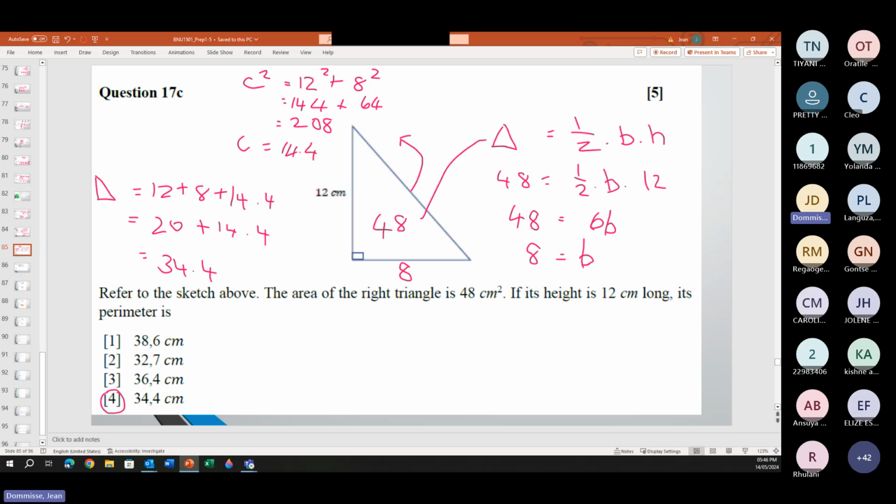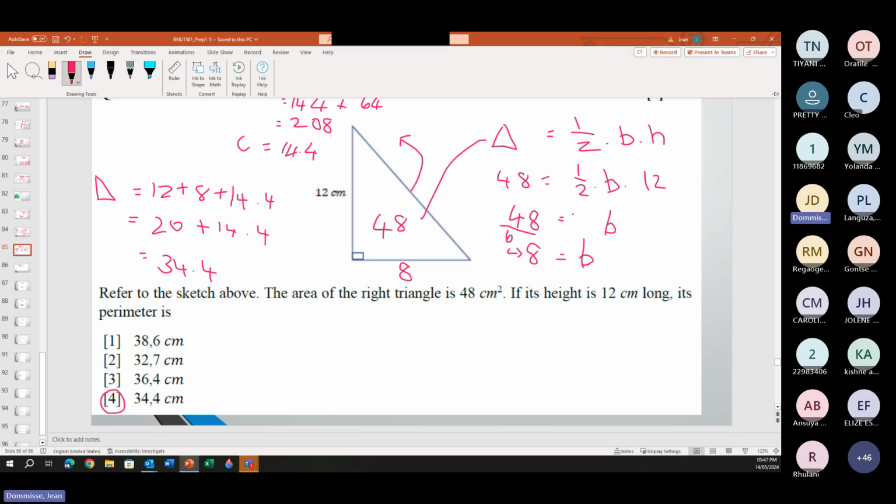Okay, so first you need to work out what is the base by getting the 48. So how we got the base, we know that the area is 48, and the formula is a half times base times 12, because 12 is the height. So a half times 12 gives us 6, and 48 divided by 6 will give you the 8. So b is equal to 48 divided by 6, which gives you 8. So the 6 we got from a half times 12.